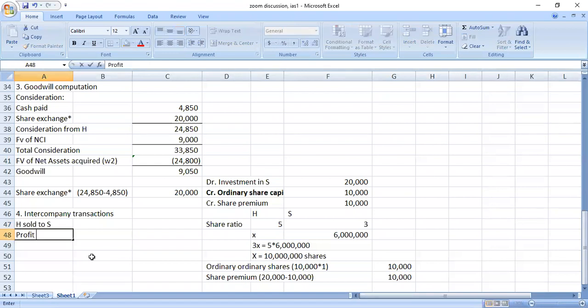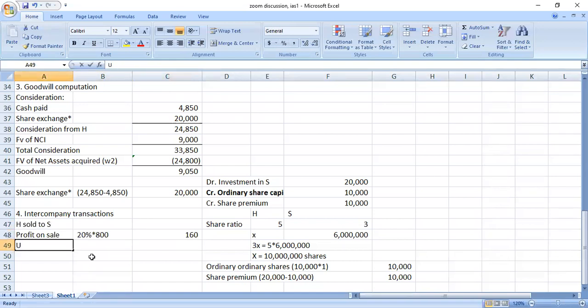Or maybe you can first get the profit alone. Profit on sale. Okay, it is margin. So whenever it is margin, you just multiply the percentage. So 20% and the selling price, which was 800,000. The figures are in thousands, so it's 0.2 times 800. So 160. This is the profit.